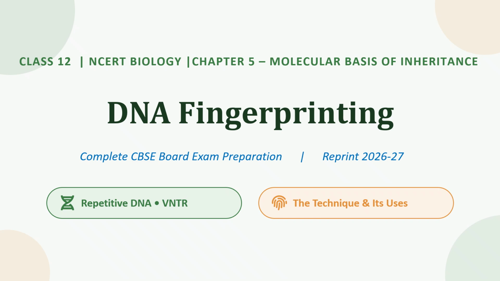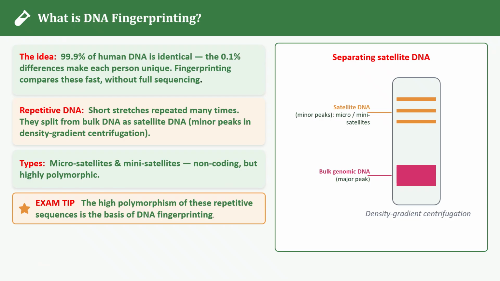Today we are going to see class 12 biology, chapter 5, molecular basis of inheritance. In that we are going to see DNA fingerprinting. What is DNA fingerprinting? DNA fingerprinting is a technique used to identify and compare individuals based on differences in the DNA.